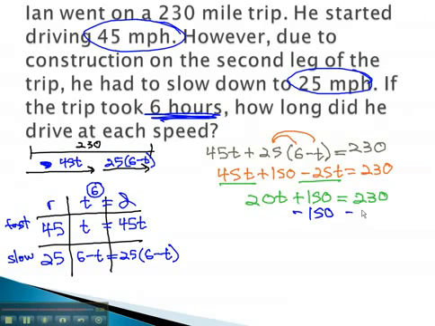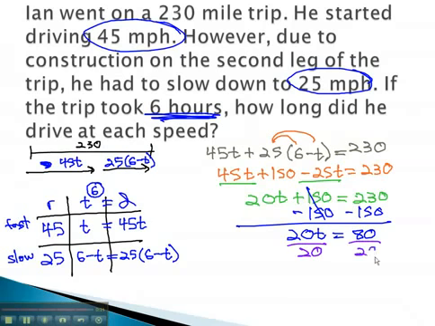Subtracting 150 from both sides as we start to isolate the t. 20t is equal to 80. Finally, dividing by 20 will give us t equals 4. He drove fast for 4 hours and slow, 6 minus 4, 2 hours.